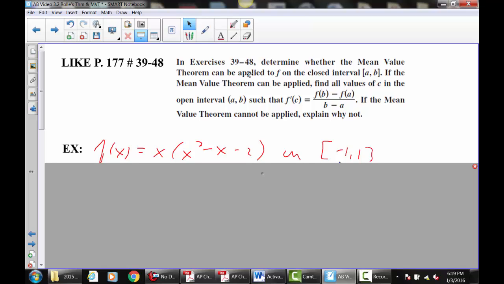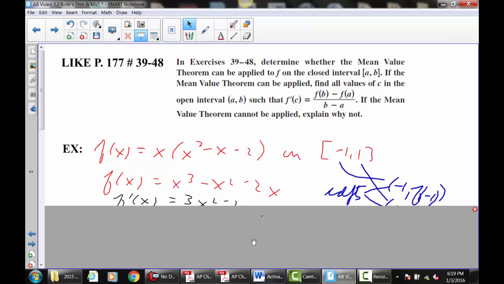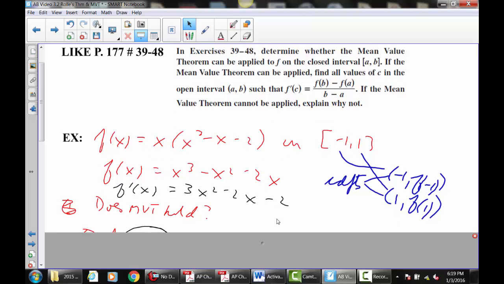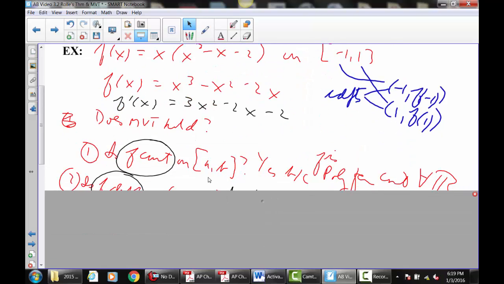Determine whether the mean value theorem can be applied to the function on the given closed interval. If it can be applied, find all the values of c in the open interval such that, and of course they're being very nice in giving you the conclusion. So the first example is a polynomial function. And there's its derivative, which we'll need in a minute. Does the mean value theorem hold? Is the function continuous on the closed interval from -1 to 1?